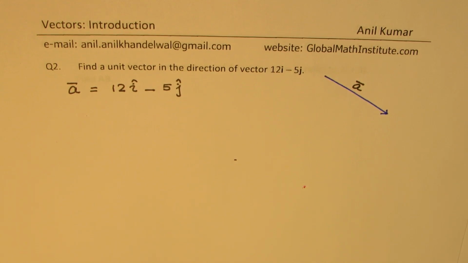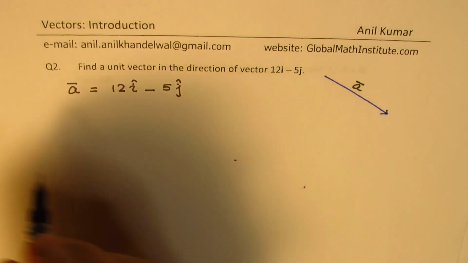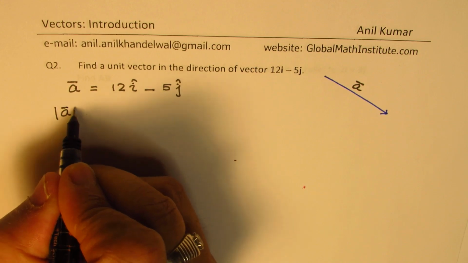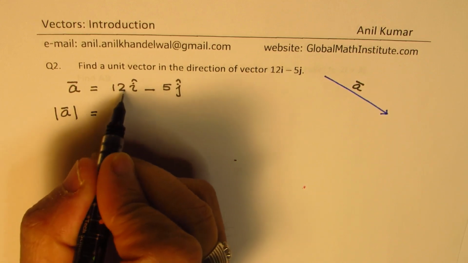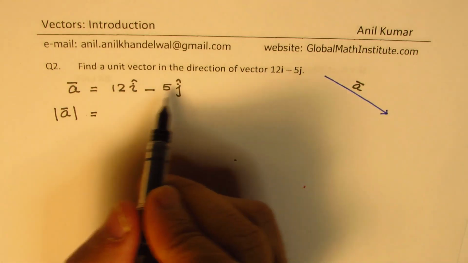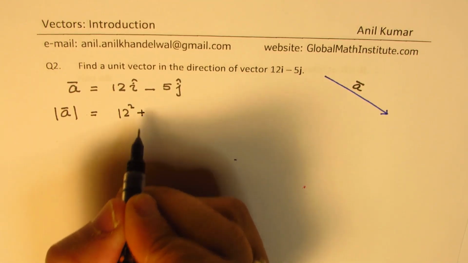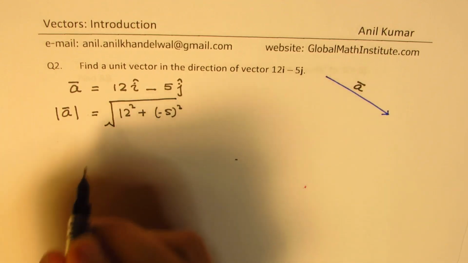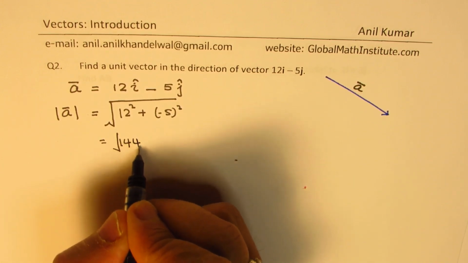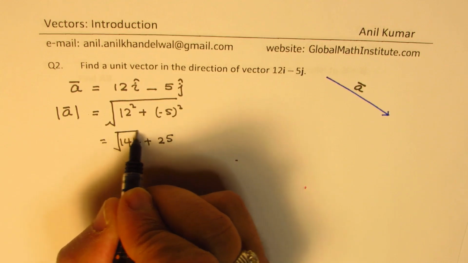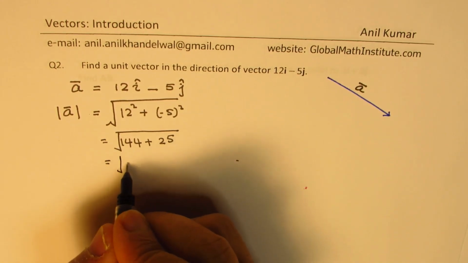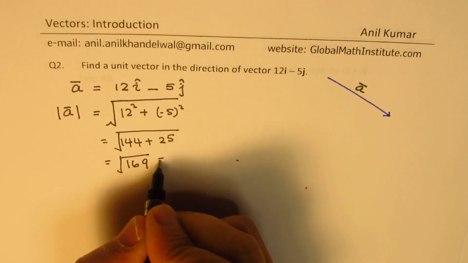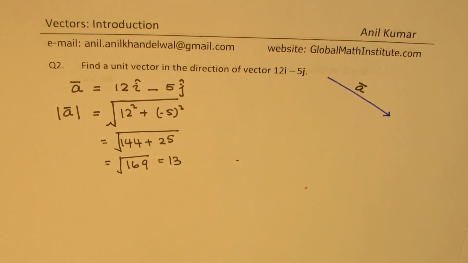We are spanning along the x and y axis. Now to find the unit vector, the first step is to find the magnitude of vector A, which is written with these absolute lines, and the magnitude will be, by the Pythagorean theorem, the square root of 12 squared plus (minus 5) squared, which is the square root of 144 plus 25, which is 169, which is 13. So the magnitude of vector A is 13.